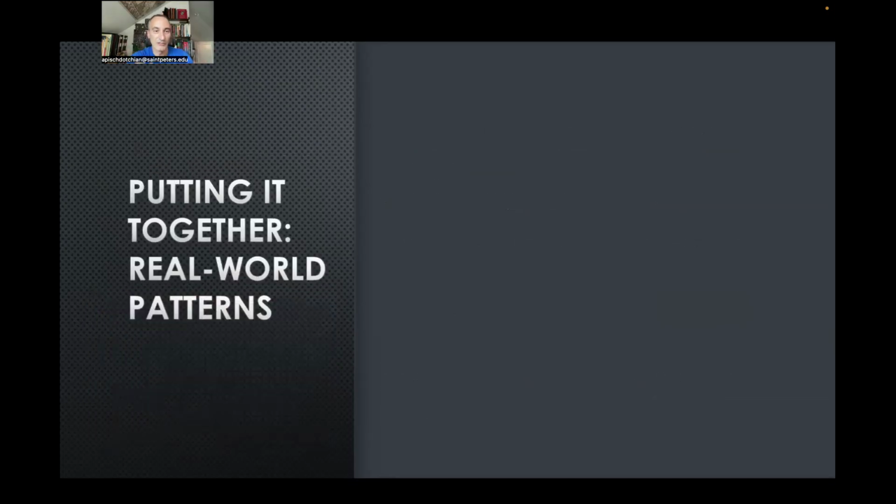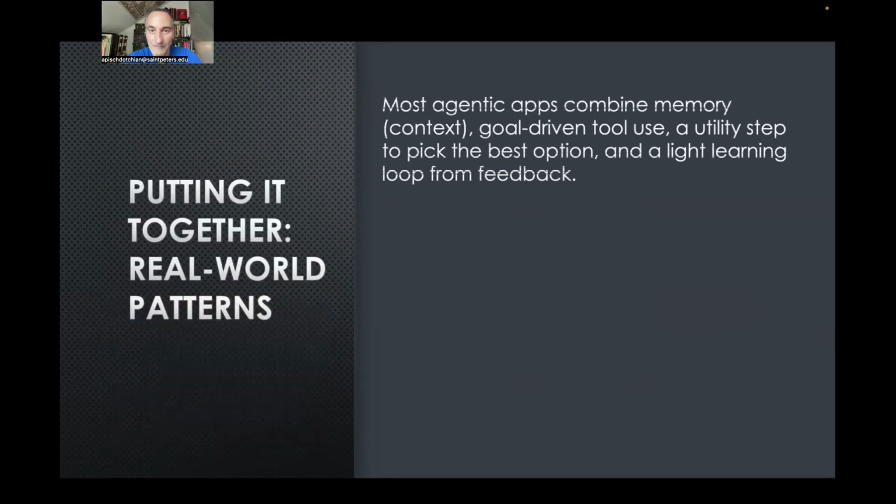Let's put this together in real-world patterns. Most agentic apps combine memory, that's context, goal-driven tool use, where you give it an order, so this is what I want to achieve, a utility step to pick the best option, and a light learning loop from feedback.